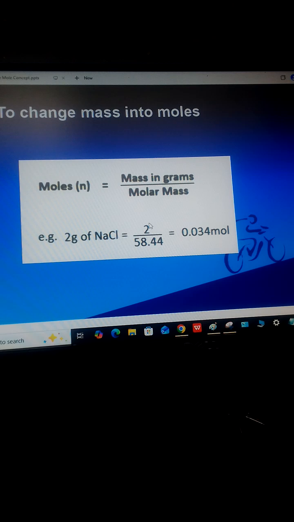Therefore, 2 grams of sodium chloride divided by 58.44 grams per mole, you get 0.034 moles. So 2 grams of sodium chloride has 0.034 moles. Number of moles is equal to mass in grams divided by the molar mass of that compound.